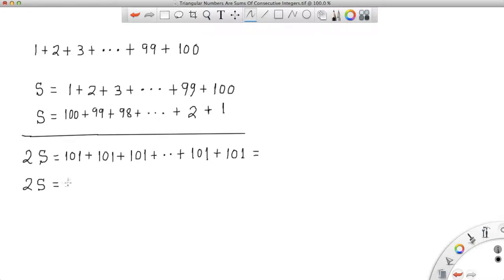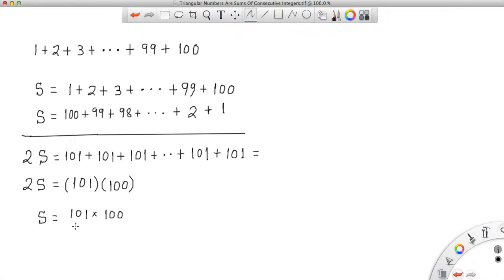So this is the number 101 repeated 100 times. So now we have that for the double the value of the original sum. If we want to find the value of the sum just once, not twice, we can do that multiplication and divide by 2.